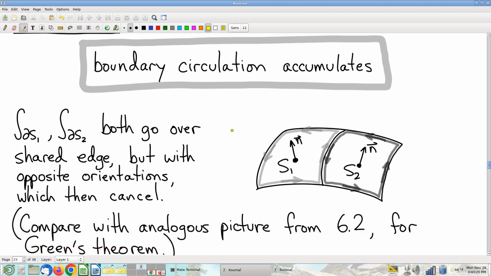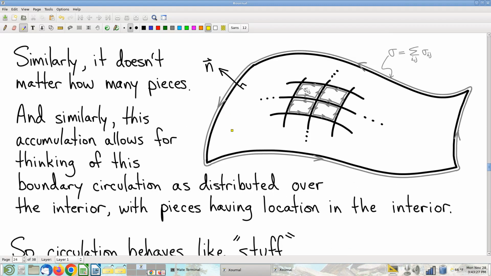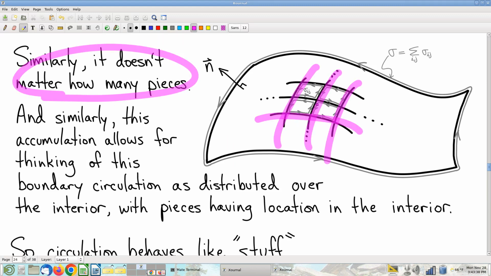Okay, so we have an accumulating quantity. All of the same goodies come as a result. You can slice up as many times as you want. Doesn't matter how many pieces. You slice and dice all you want, right? And each one of these little shared edges, each one of these interior edges, like let me switch to pencil. Like this edge right there.